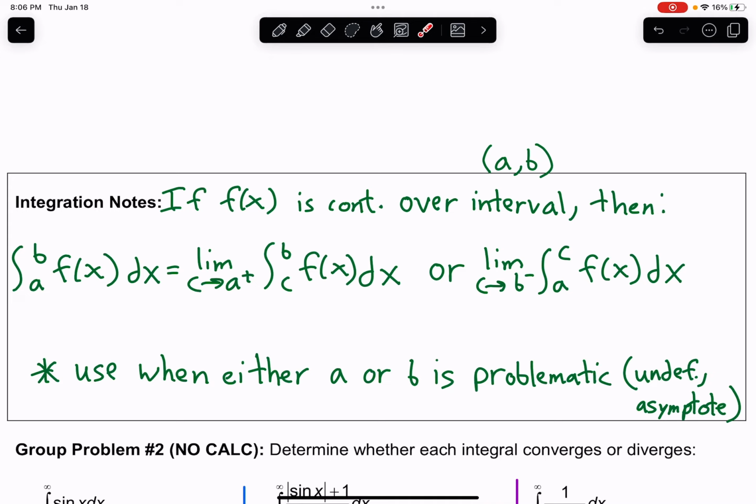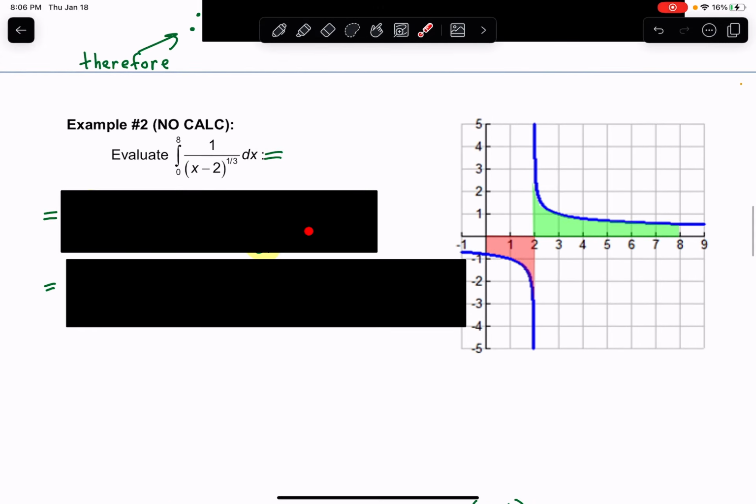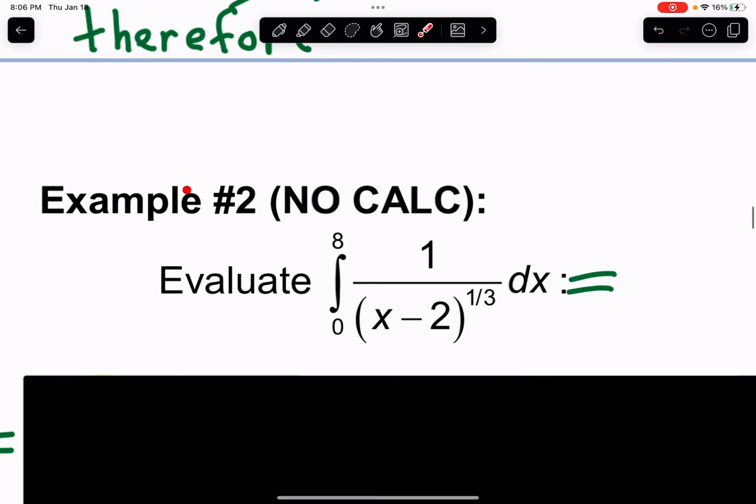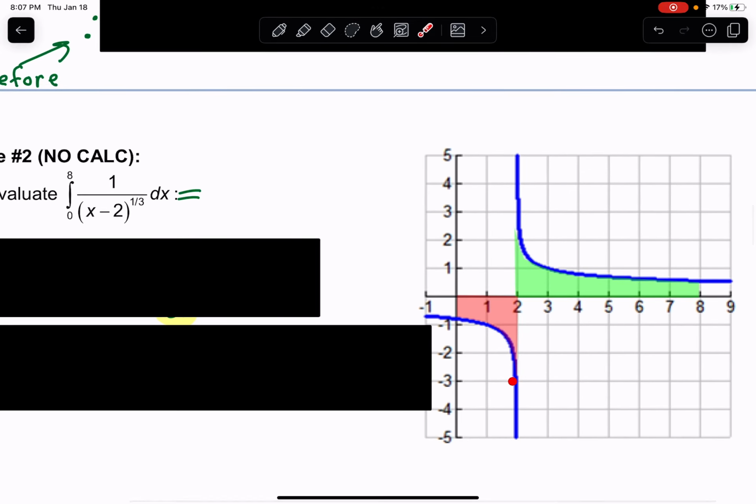So we're going to scroll up a little bit and do example 2 here first. Example 2 says to evaluate from 0 to 8 the integral of 1 over x minus 2 to the 1/3, or the cube root of x minus 2, dx. Okay, and we have a little picture here. X minus 2 to the 1/3 is in the denominator, so clearly at x equals 2, we're going to have a vertical asymptote. At 0, everything is good. At 8, everything is good.